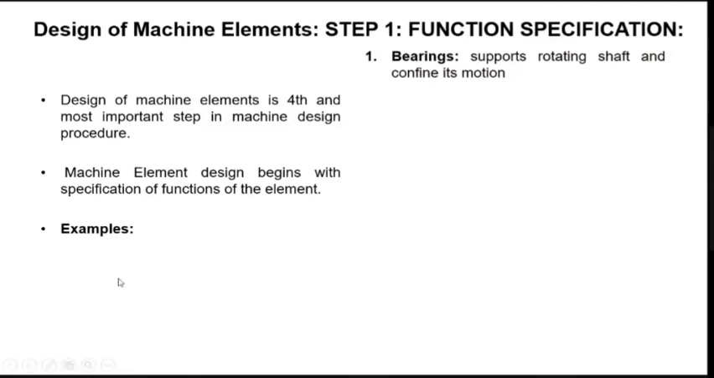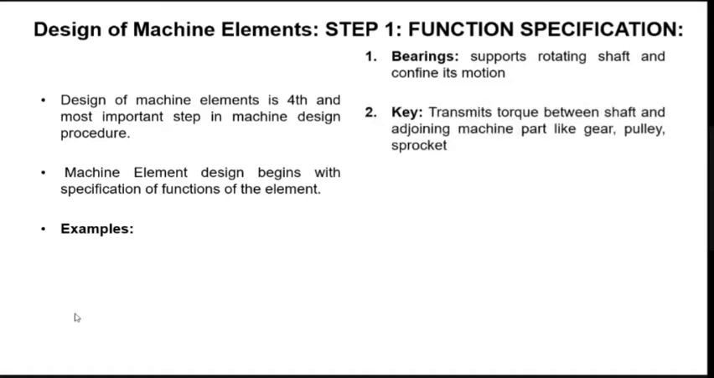I will give you an example. Bearings. Okay. Now, if you do not know the function of bearings, then how will you select them? Let us say I have to select the bearing for this. Okay. So you will select bearings when you are designing a shaft, some rotating shaft. So what is a bearing? A bearing supports the rotating shaft and confines its motion. In the design of a shaft, you have to select a bearing.